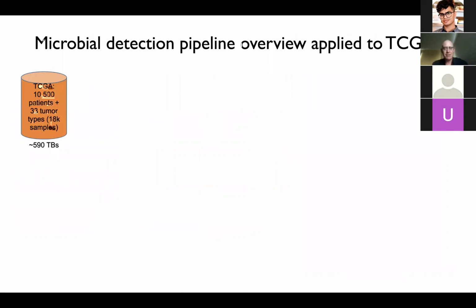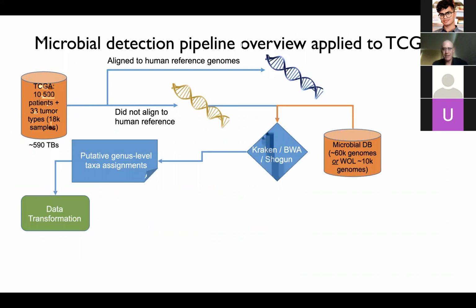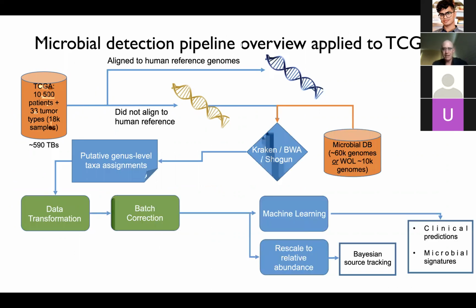Essentially what Greg did is subset the relevant data to 590 terabytes, then aligned it to human reference genomes, threw all that stuff away, and then took the sequences that did not align to the human reference and put them through a custom pipeline, including data transformation that includes batch correcting algorithms that I'll describe a little more later, and then using machine learning and Bayesian source tracking to understand where the sources of different microbes are and what microbes provide signatures that specifically discriminate among different cancer types.